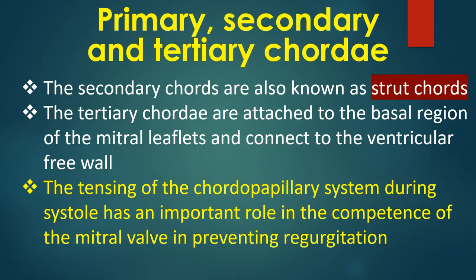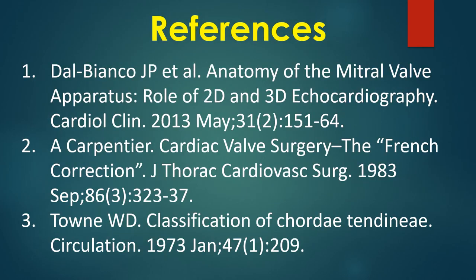The secondary cords are also known as strut cords. The tertiary chordae are attached to the basal region of the mitral leaflets and connect to the ventricular free wall. The tensing of the chordopapillary system during systole has an important role in the competence of the mitral valve in preventing regurgitation. Here are some important references on the scallops and chordae of the mitral valve.